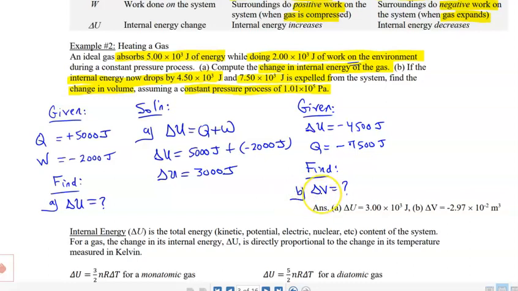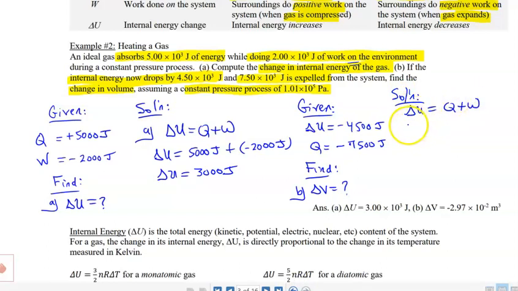This is actually a two-part stage, if you look at it. In order to find the change in volume, we need to figure out what the work done is, because if you recall earlier, work is equal to negative P times delta V. So I won't be able to find the change in volume until I find the work being done. So that's why this first information is given. So we're going to apply the first law of thermodynamics, delta U equals Q plus W.